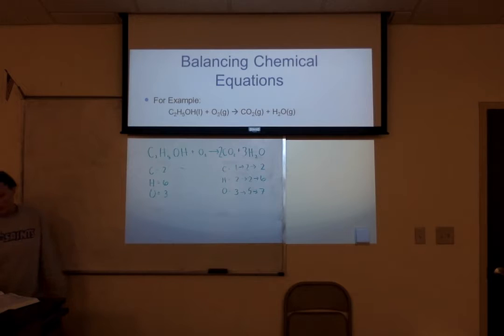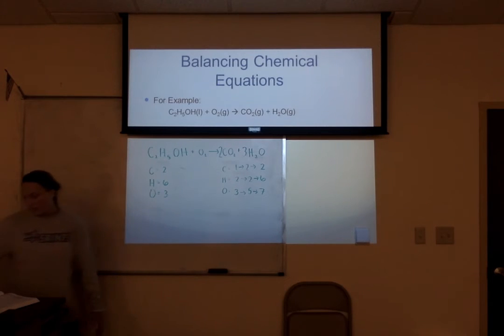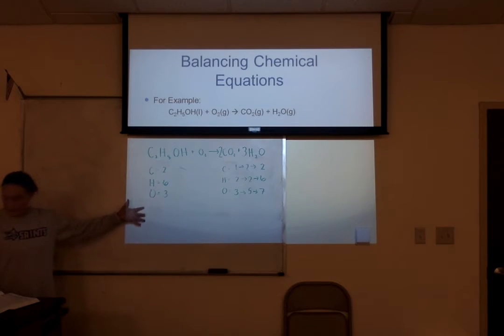Last, we balance the oxygen atoms. Note that the right side of the preceding equation contains 7 oxygen atoms. And on the left side, we only have 3. We can correct this by putting a 3 before the O2. That produces a balanced equation.